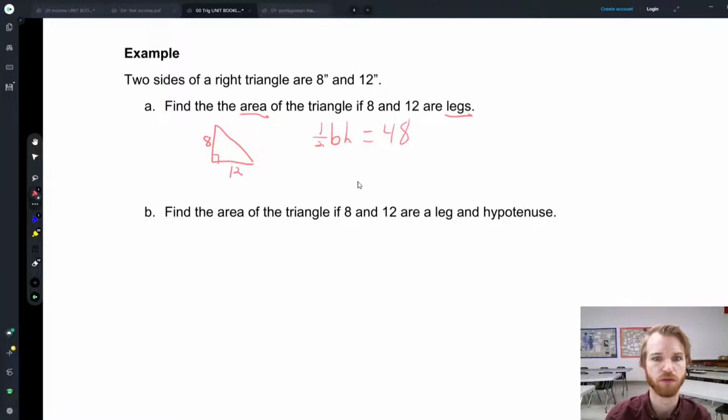Now it says find the area of the triangle if 8 and 12 were a leg and a hypotenuse. Okay, so 8 has to be the leg because the hypotenuse has to be the longest side, and this would be 12. Then we need to solve for this side, and once we know this side, we can say base times height divided by 2 and find our area there. So I'm just going to put up that solution.